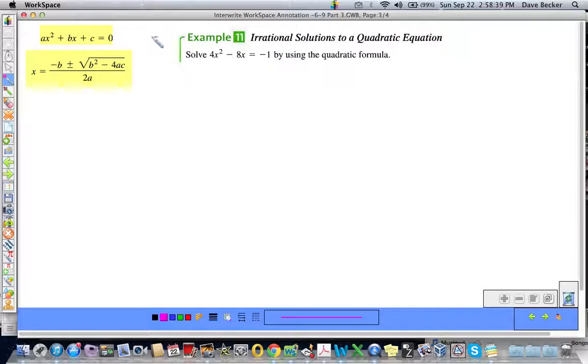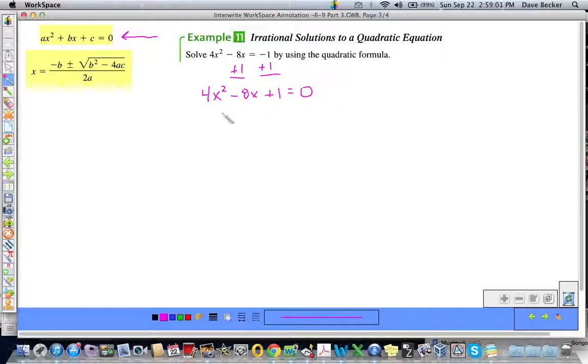Now, you always have to have your quadratic equal to 0. So for this one, I'm going to have to add 1 to both sides to get rid of the minus 1 on this side. And this turns out to be 4x squared minus 8x plus 1 equals 0. So here is our quadratic.